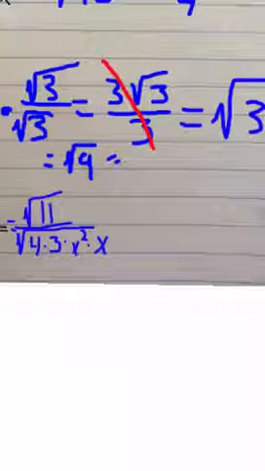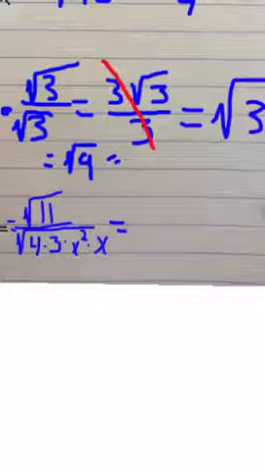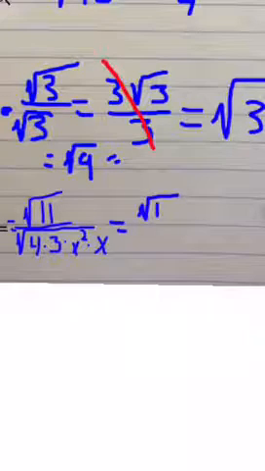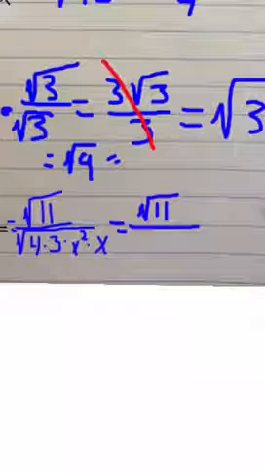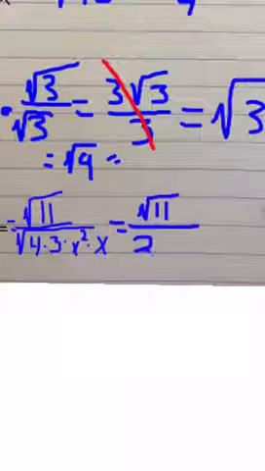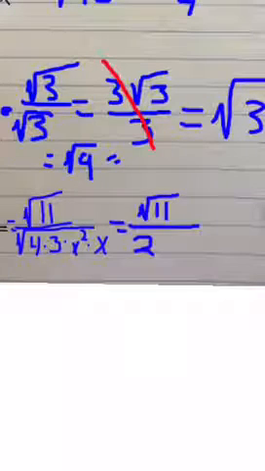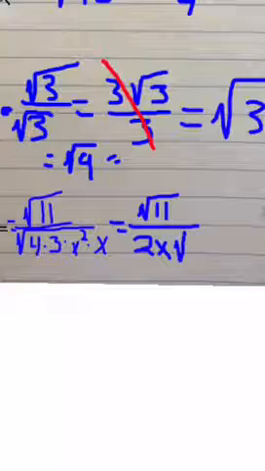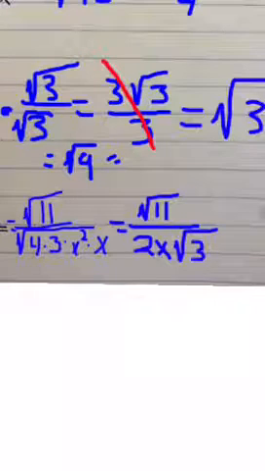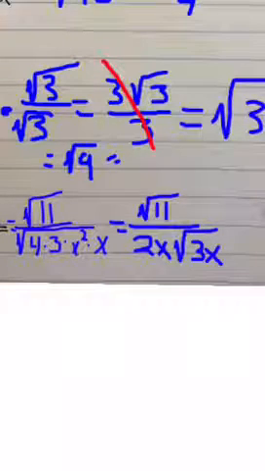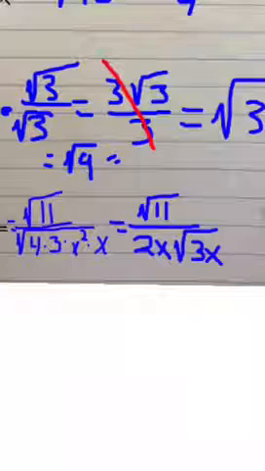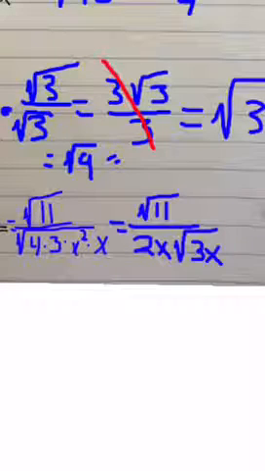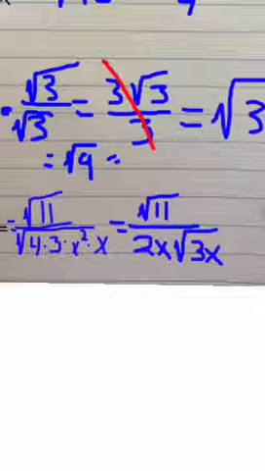Because I'm going to leave the square root of 11 up top. The square root of 4 is 2, but I can't do the square root of 3. Square root of x squared is x, but I can't do the square root of x. So that's going to break down into this right here. Now, we don't like this. There's the square root in the denominator still, so we need to further fix this.